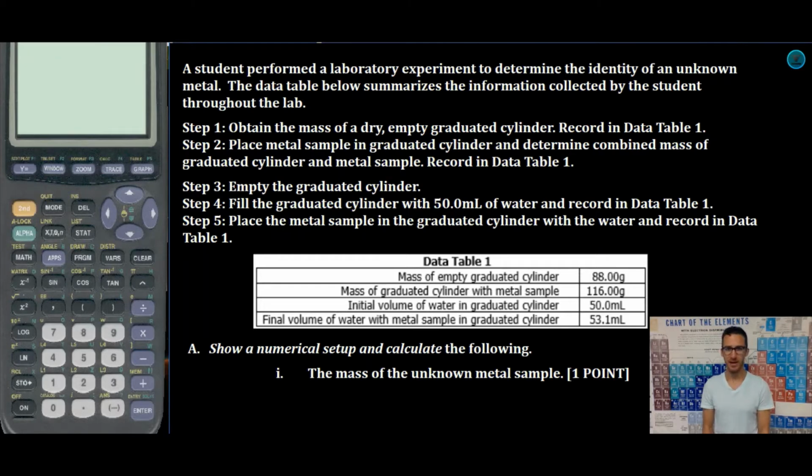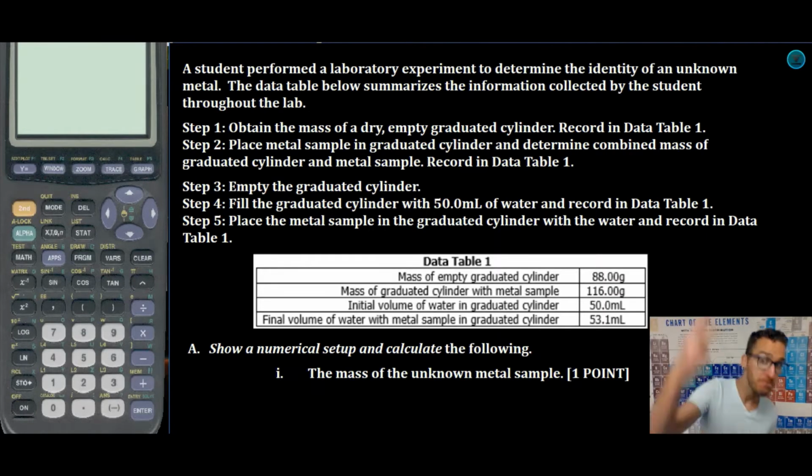Let's do it! A student performed a laboratory exercise to determine the identity of an unknown metal. The data table below summarizes the information collected by the student throughout the lab. Step 1. Determine the mass of a dry, empty, graduated cylinder. Record in data table 1. Step 2. Place metal sample in graduated cylinder and determine combined mass of graduated cylinder and metal sample. Record in data table 1.